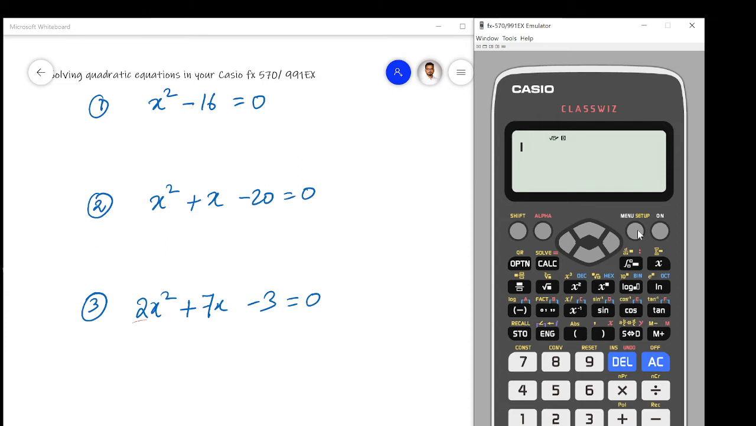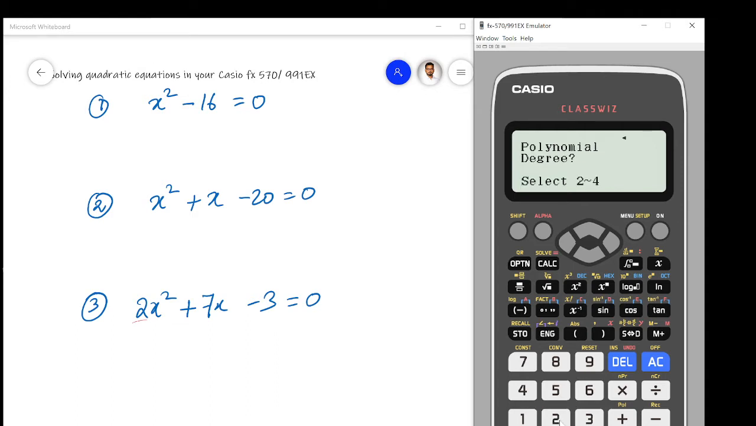You have to first press the menu button, then use your down arrow keys. Here you will toggle to xy is equal to 0. It is called equation slash function. Press enter. Are you going to solve simultaneous equations or polynomial? We are going to solve polynomial because quadratic equations are polynomial equations.